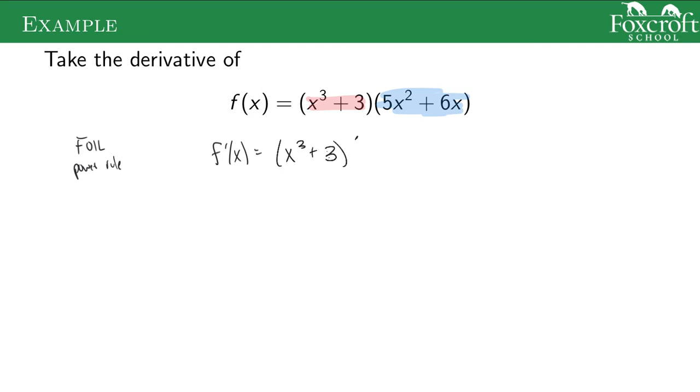And I multiply that by the derivative of the blue part. The derivative of the blue part, using the power rule, is 10x plus 6. And then I add, all right, there's a typo in the last slide, but now I do the opposite. Now I'm going to keep the original blue function, and then multiply that by the derivative of the red function, which is going to be 3x squared.